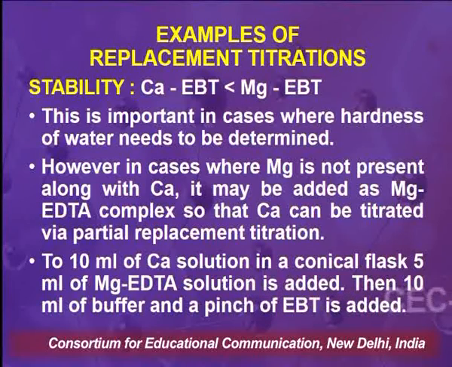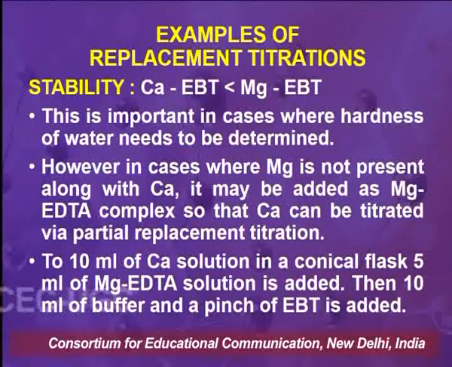So, in this case, to 10 ml of calcium ion solution in a conical flask, 5 ml of magnesium EDTA solution is added. This is an example given in case where magnesium is not present along with calcium. That means if we take a hard water sample, calcium and magnesium both are present, but in cases where magnesium is absent, then magnesium EDTA complex needs to be added.